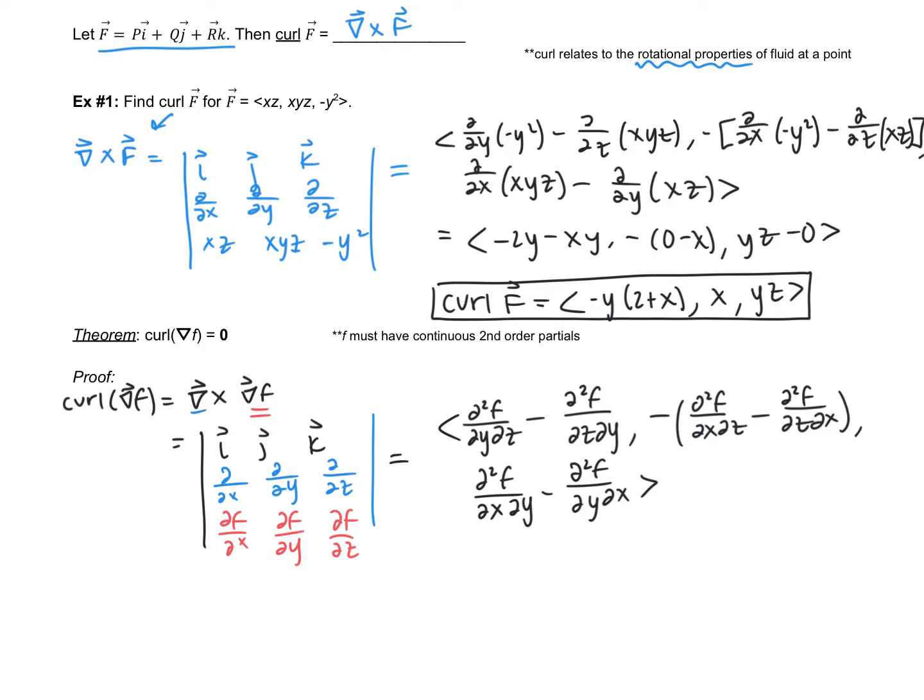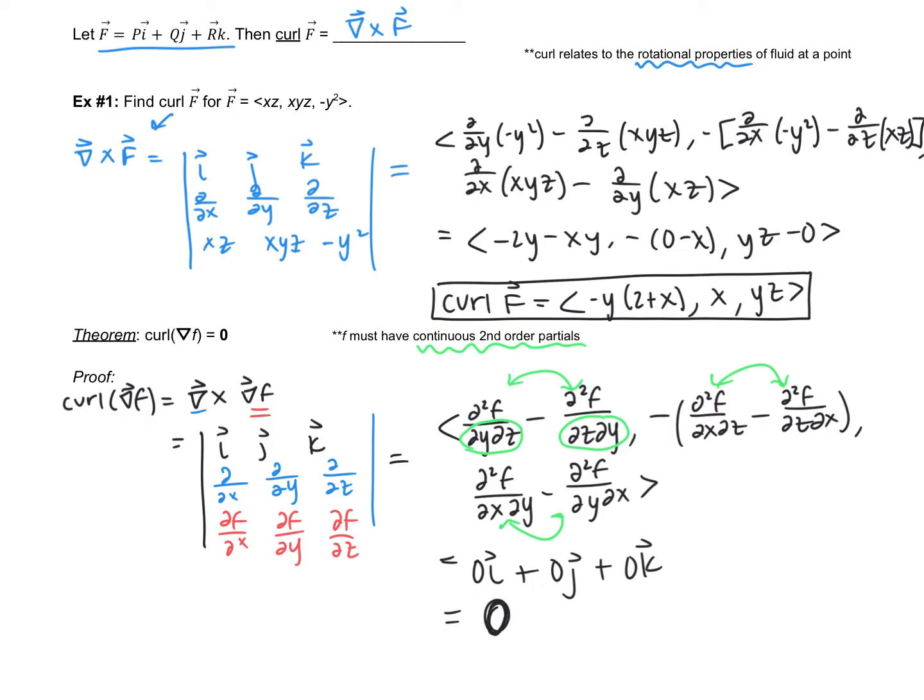So the question is, can we simplify this? Well, if you remember, it says f must have continuous second order partials. And if you remember when we started to do partial derivatives, if we differentiate with respect to y and then z, it's exactly the same as z and then y. So these two quantities are the same. These two are the same. These two are also the same. So this gives us 0i, add 0j, add 0k, or just the 0 vector.